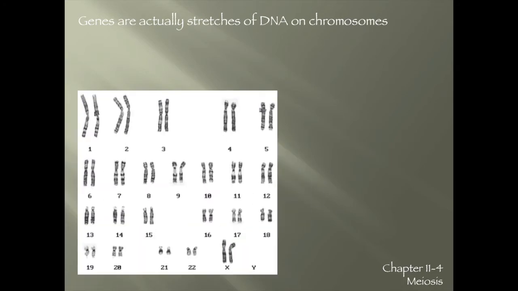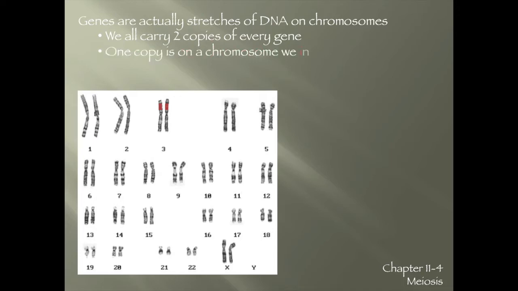And again, here's a picture of our 46 chromosomes, at least if you are a female. All right, so for instance, that little segment there could be a gene. And if we remember, we carry two of every gene. So if that would be a segment, then there would also be a copy right here. There's a second copy. And the way this works out is that one copy of the gene is on a chromosome we inherit from dad.